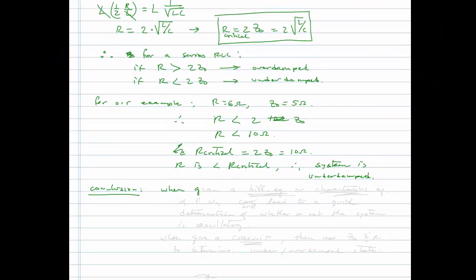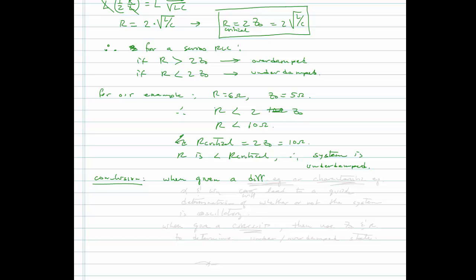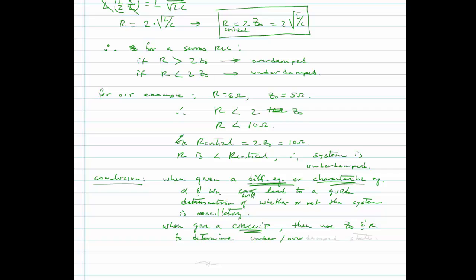Okay, so conclusion. When given a differential equation, or even a characteristic equation, alpha and omega n will lead to a quick determination of whether or not the system is oscillatory. When given a circuit, then use Z0 and R to determine the damping state, to determine whether or not it's going to oscillate.